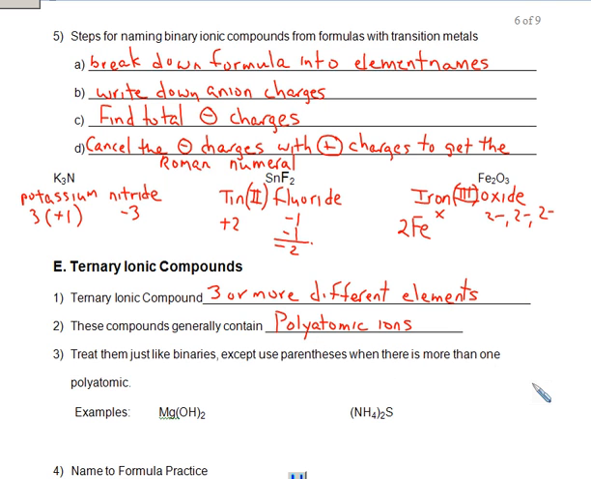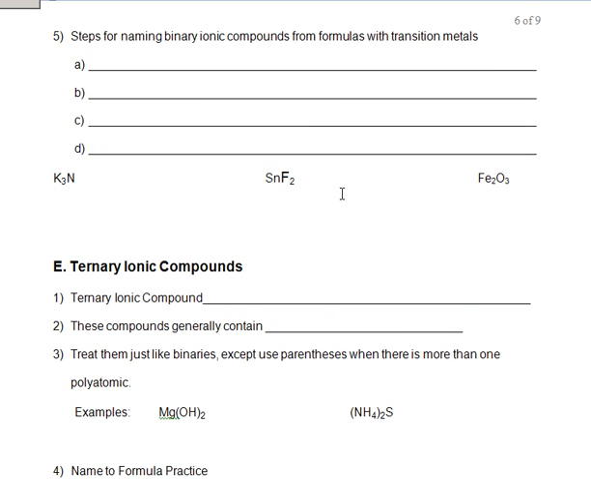And we're going to scroll down the page now and practice some naming with the polyatomic. Alright, so let's scroll on down here.